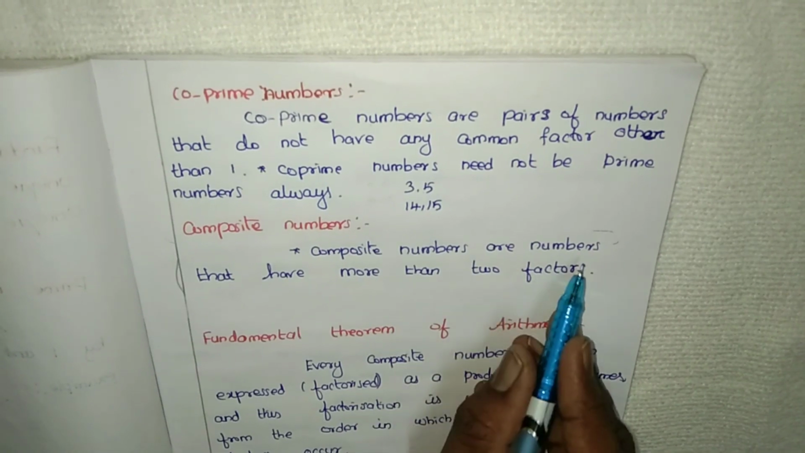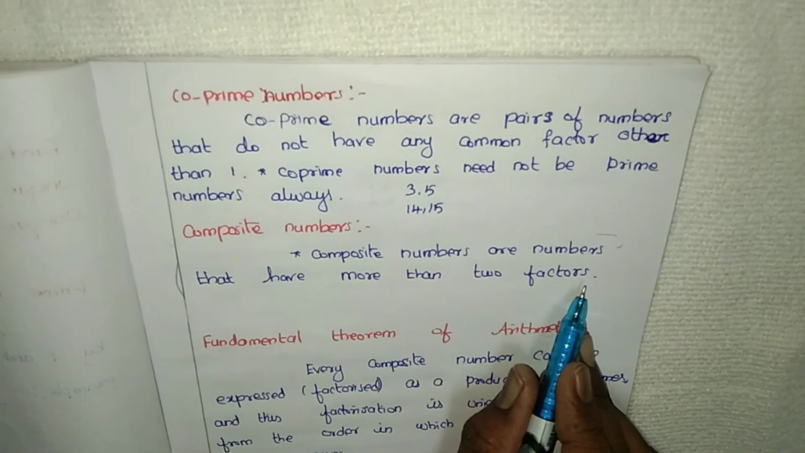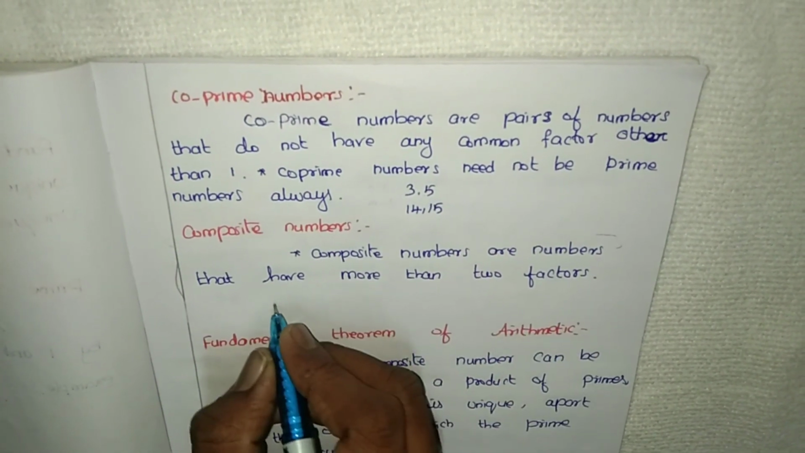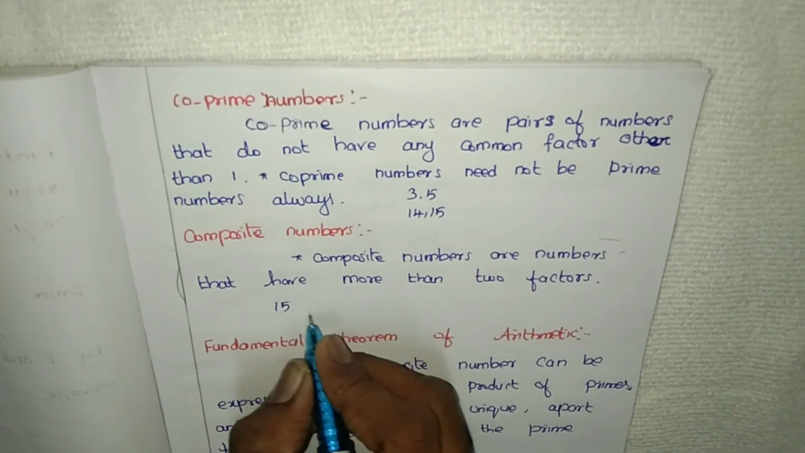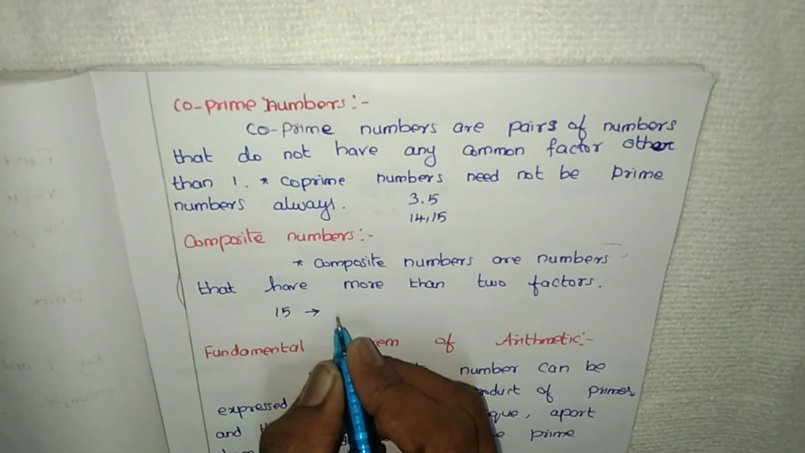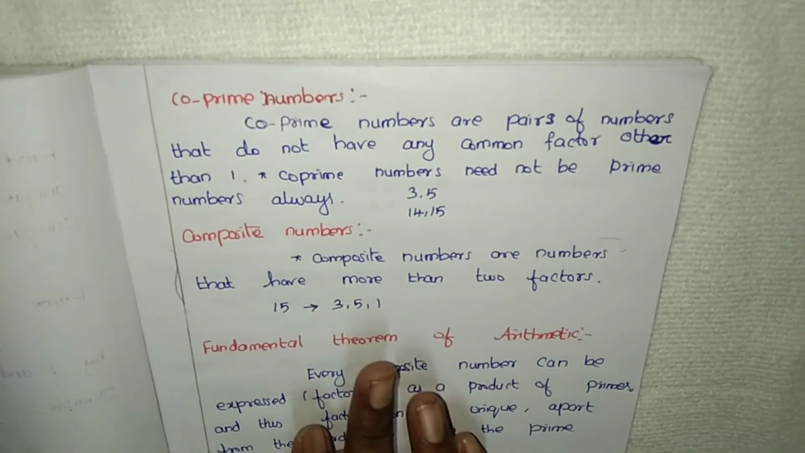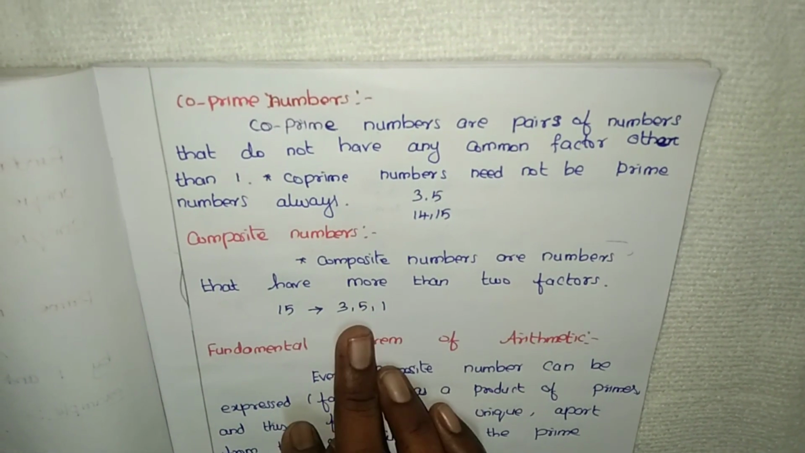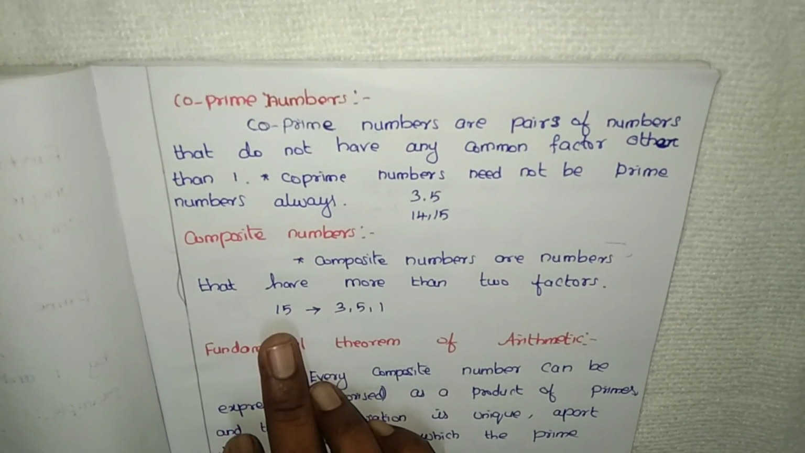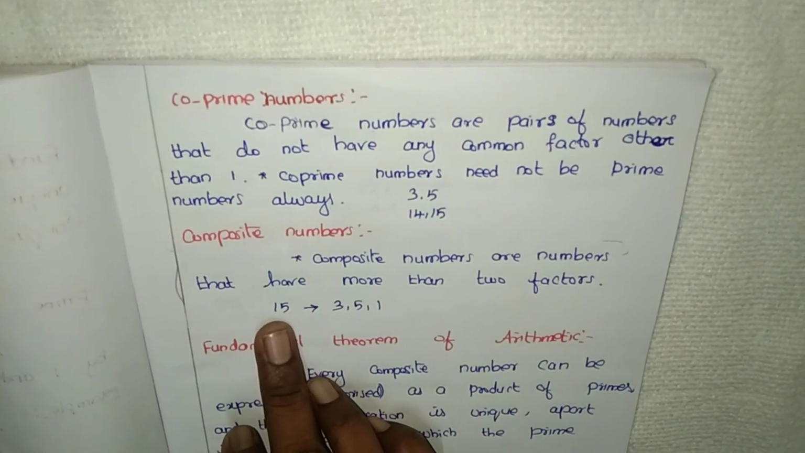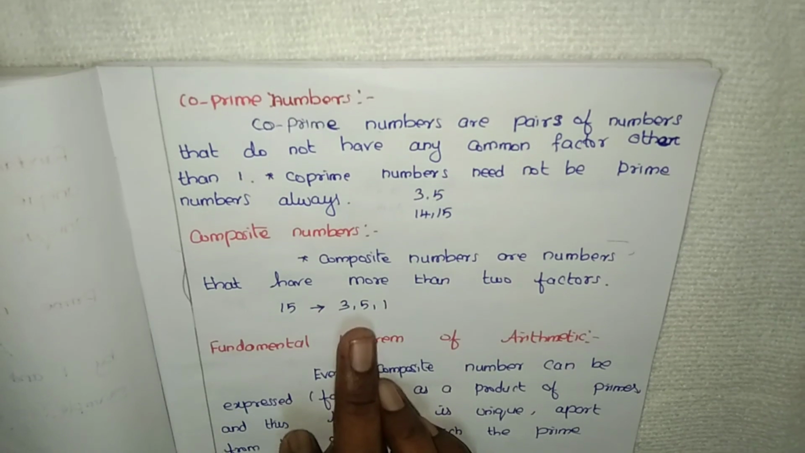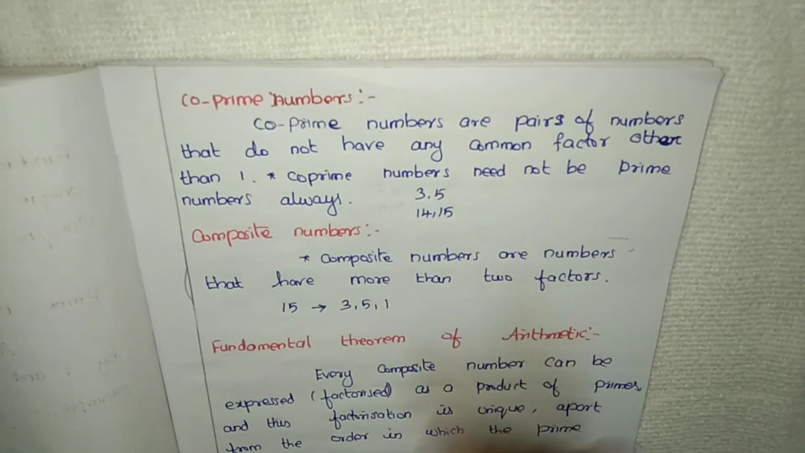Next one is a composite number. Composite numbers are numbers that have more than 2 factors. For example, 15 is a composite number. The factors of 15 are 3, 5, 1. The numbers which have more than 2 factors, we can say are composite numbers. So 15 is a composite number because it has more than 2 factors.